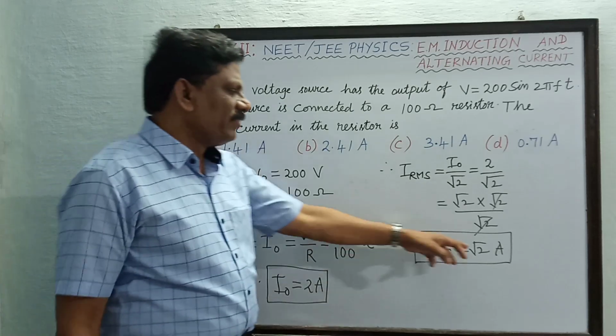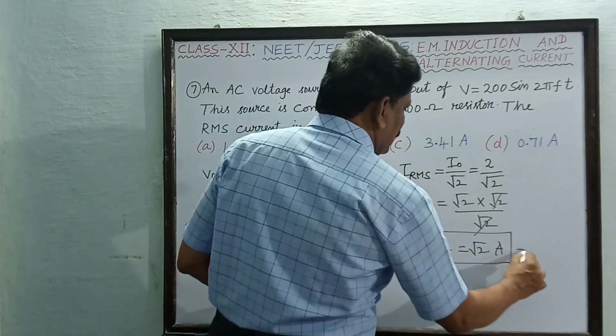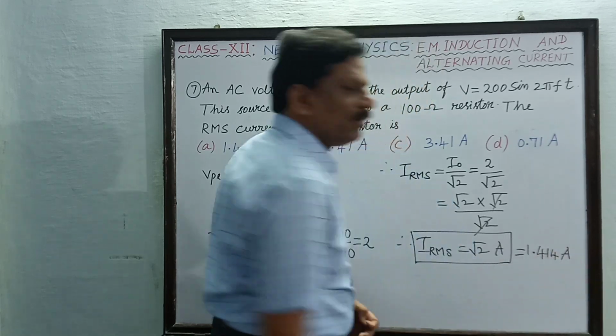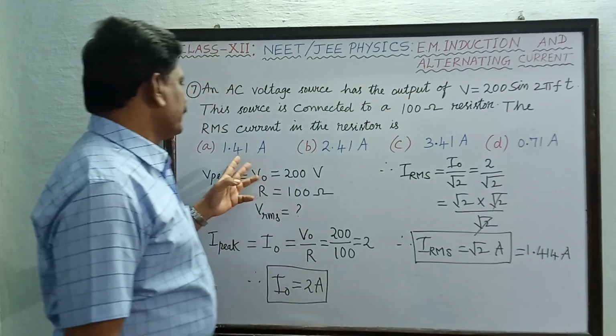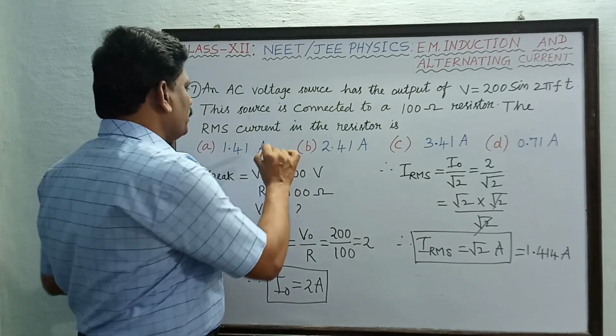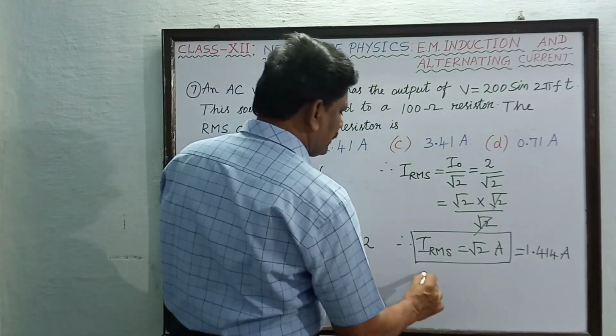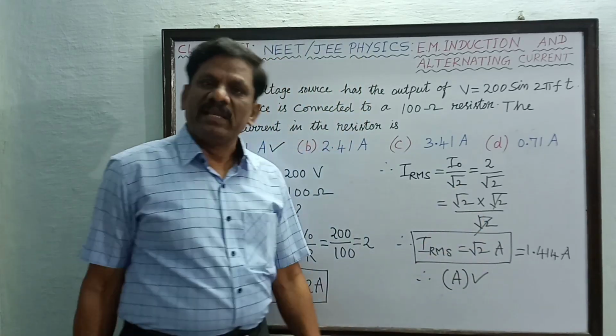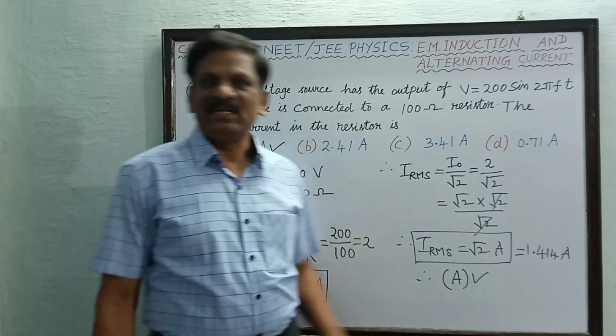But what is the value of square root of 2? This is also equal to 1.414, so 1.414 ampere. So you check, the first option A is correct. So option A is the correct answer. Therefore, option A is to be clicked here. I hope you must have understood that. Fine.